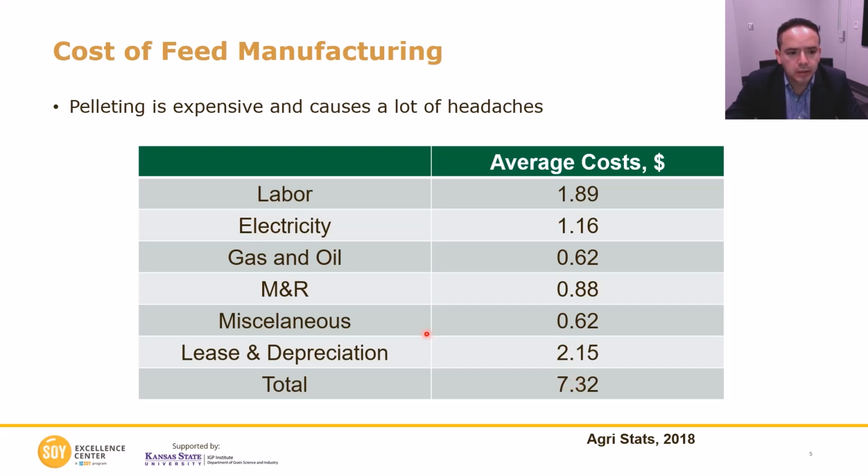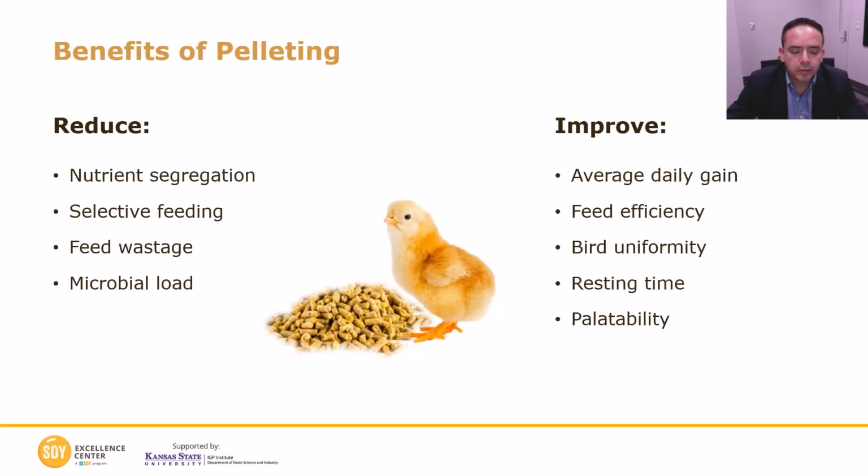And these costs are going to include labor, which is the payment of the employees, and electricity. Then you are going to have expenses in gas and oil, and then you have the maintenance and repair, and this is going to include preventive maintenance and corrective maintenance, and then you have some miscellaneous and then some depreciation. But in this table, what you can see is the total cost, but pelleting is going to represent maybe 40% of this total cost.